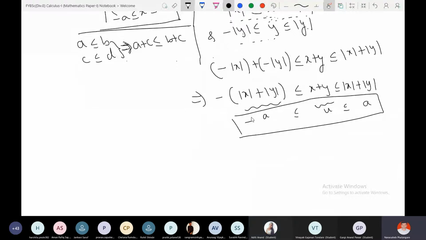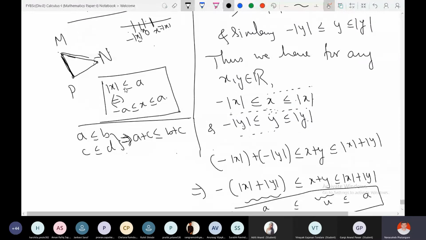So what is my a in this case? Absolute value of x plus absolute value of y, and here the negative of that number, same number, right? So if I call this a, then here it is minus a, and whatever is the middle number, because x and y are real numbers, so x plus y is some real number, whatever it may be. So what is the conclusion? By the previous inequality, these two are equivalent. This implies this, or this implies this.